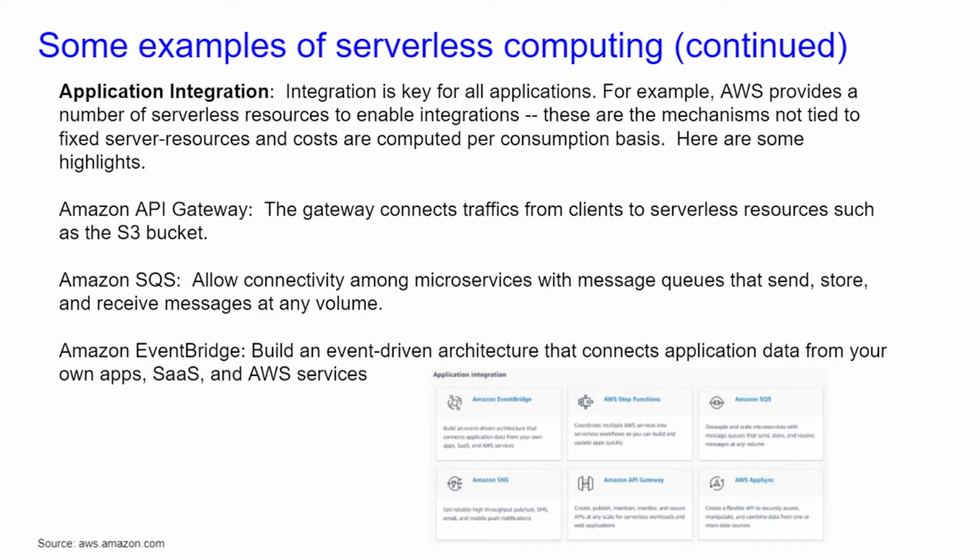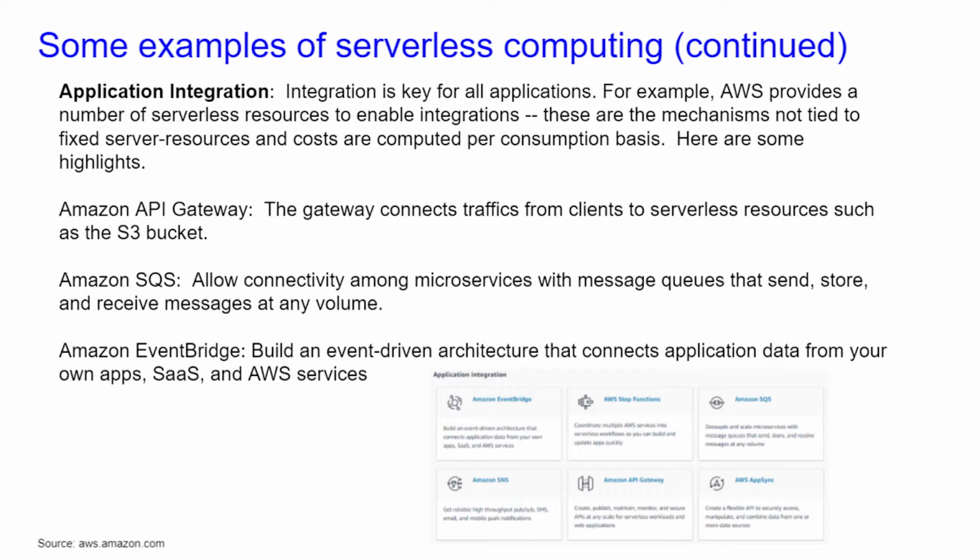So we have some more examples continued here. Application integration is key for all applications. For example, AWS provides a number of serverless resources to enable integrations. These are mechanisms not tied to fixed server resources, and costs are computed on a per consumption basis. Here are some highlights. So we have Amazon API Gateway, Amazon SQS, Amazon EventBridge. The gateway connects traffic from clients to serverless resources such as the S3 bucket.